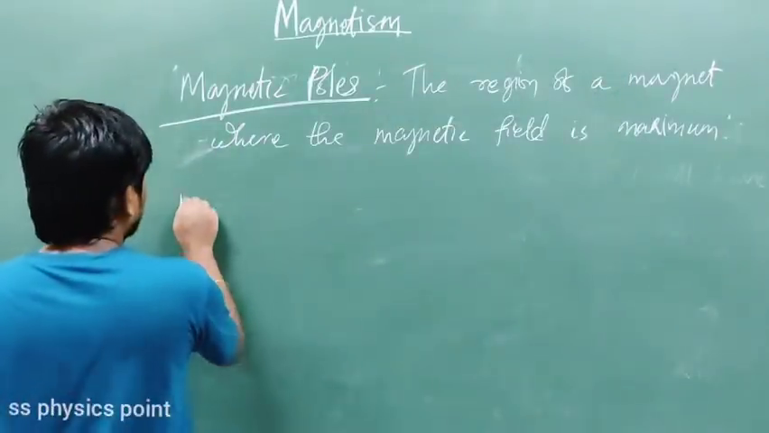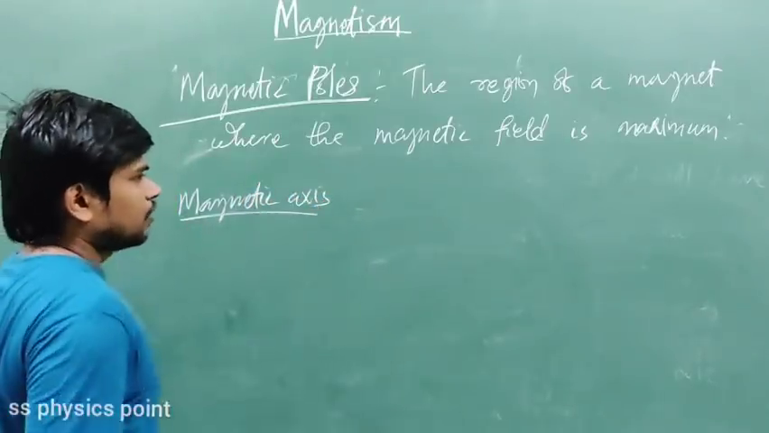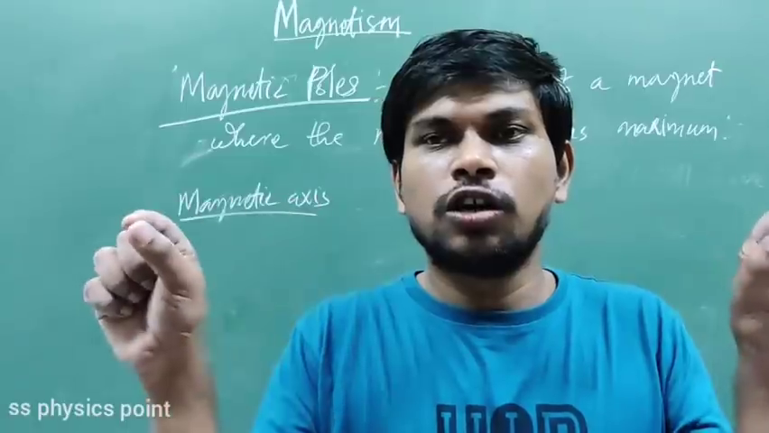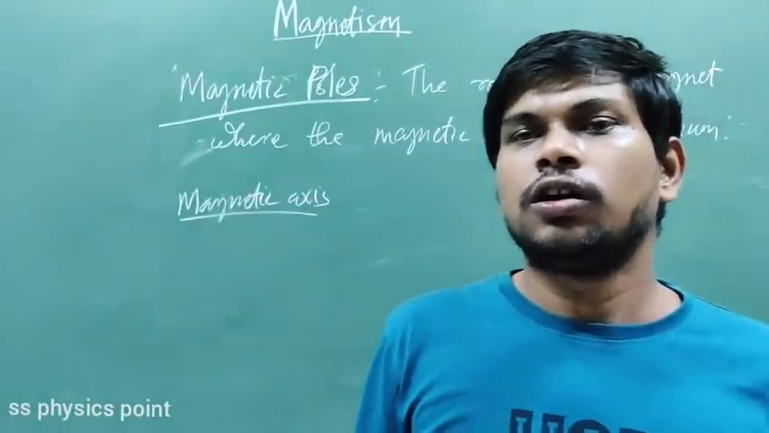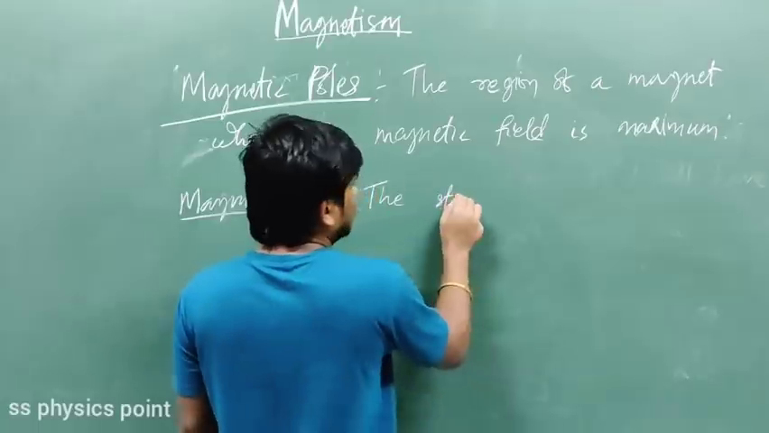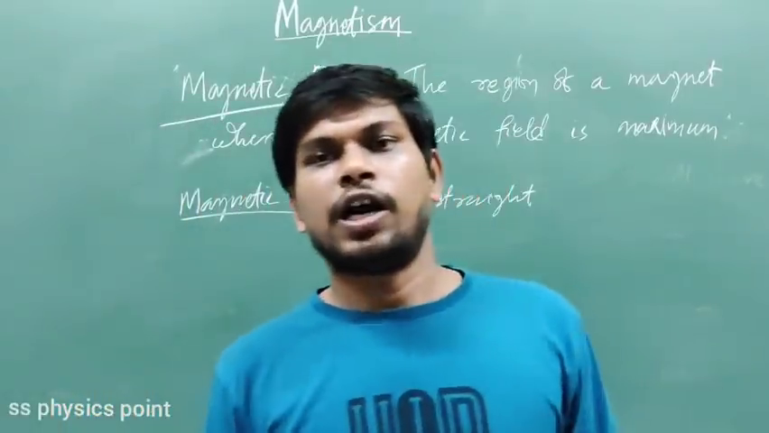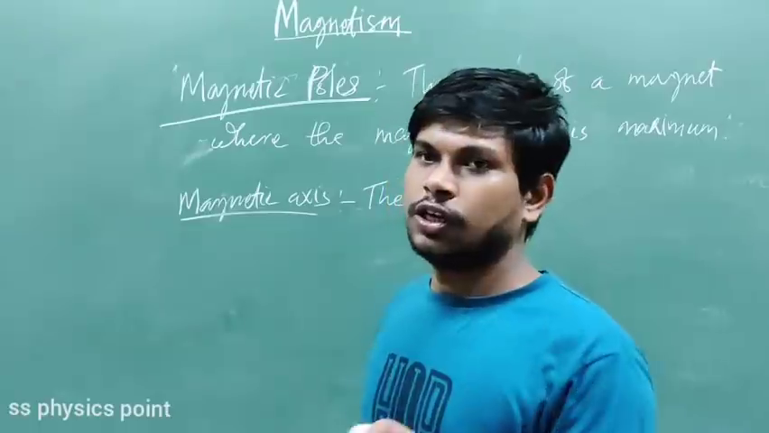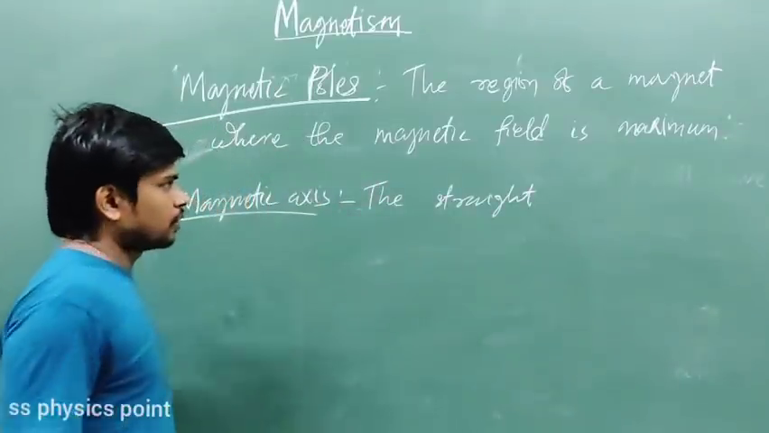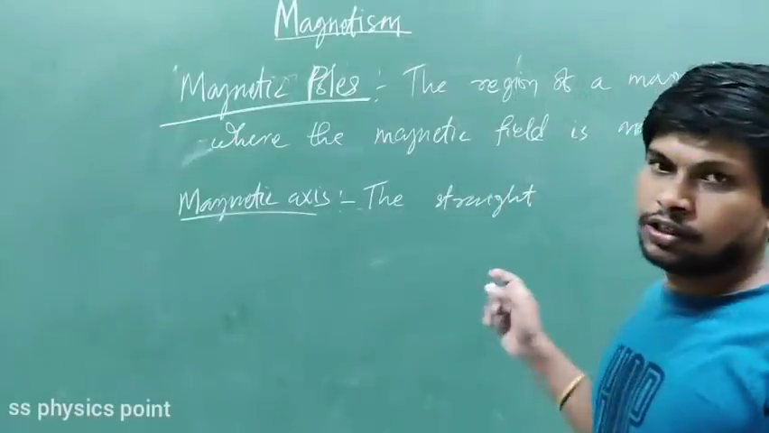Then next one is magnetic axis. So what is magnetic axis? The line joining the two poles. The line which joins the two poles is said to be the magnetic axis. Just write it, the straight line joining the two poles of a magnet is called as magnetic axis. Magnetic axis means the line joining the two poles.